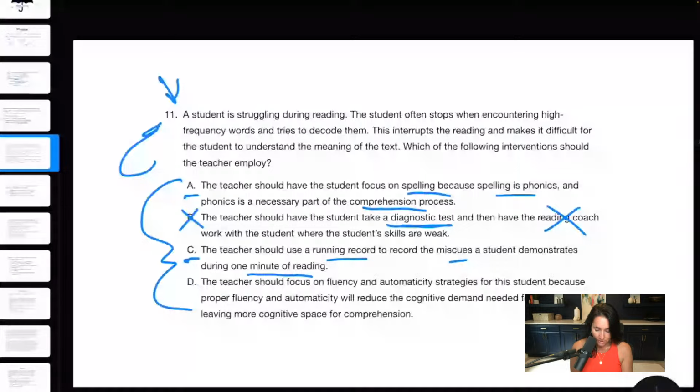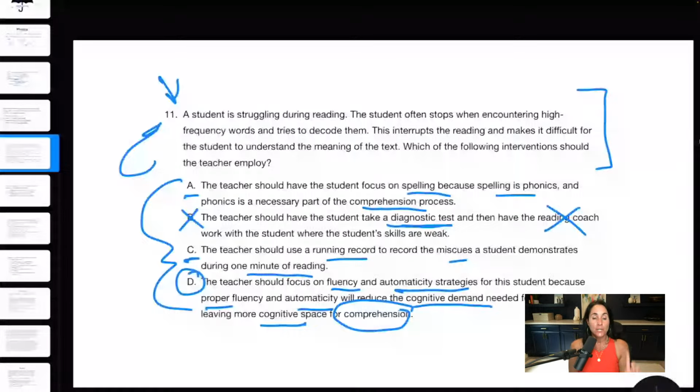D, the teacher should focus on fluency and automaticity strategies, okay, for this student because proper fluency and automaticity will reduce the cognitive demand needed for decoding, leaving more cognitive space for comprehension. D has a lot of good words in it. We have reducing the cognitive demand. We have the word comprehension, automaticity. I like D better than A and C, but let's go ahead and read the question first. But notice I got rid of B. I've zeroed in on D, and all I have to do is eliminate A and C. I'm in a better position because I work backward.